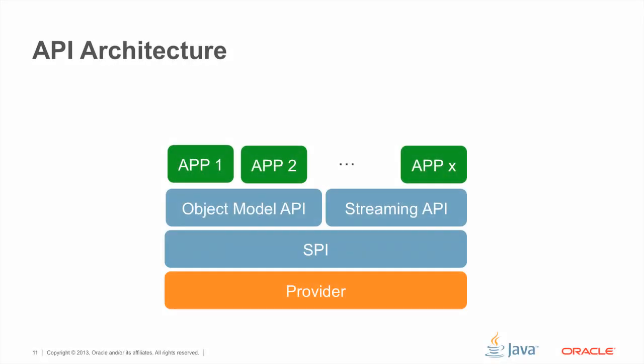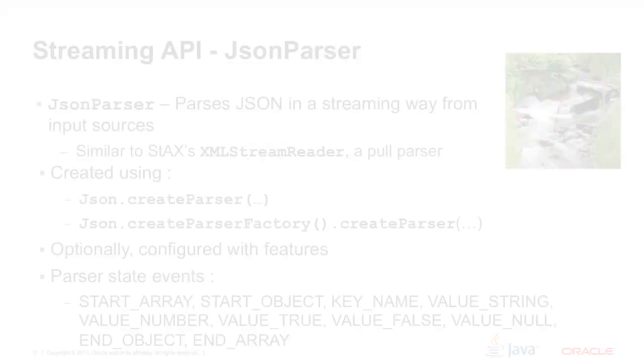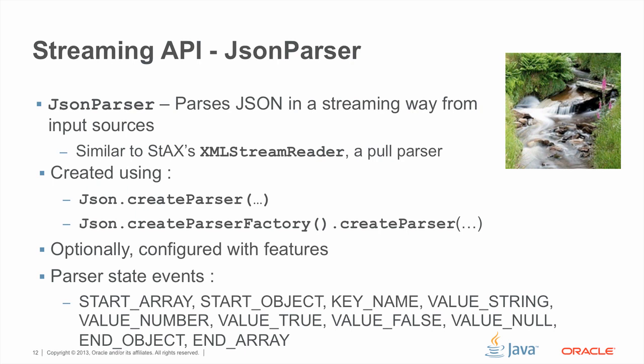A brief look at the API architecture. You could have multiple applications, and the applications could be built on top of the object model API or the streaming API. And these APIs find the efficient implementation via a pluggable provider. So if you have any efficient provider that implements the API, that could be picked up by the applications. The first abstraction in the streaming API is the JSON parser. JSON parser is a pull parser. So the application is primarily in control of advancing the parser. And at each parser state, the application can get the required data. This is much similar to the StAX XML stream reader.